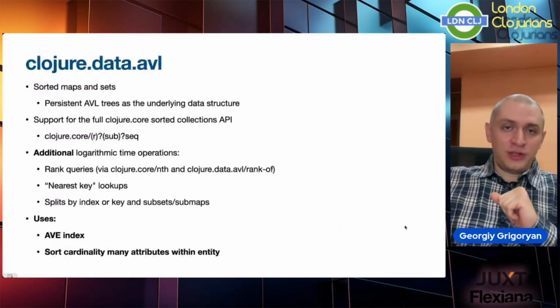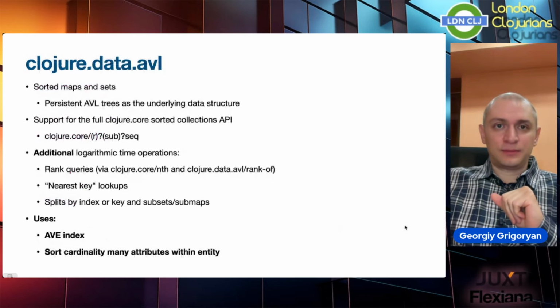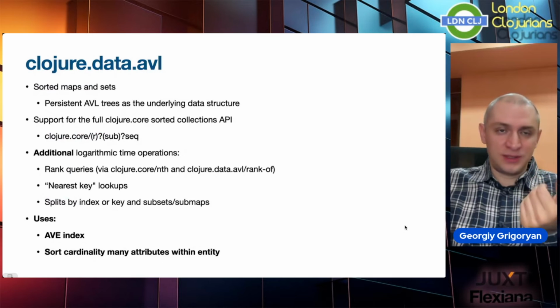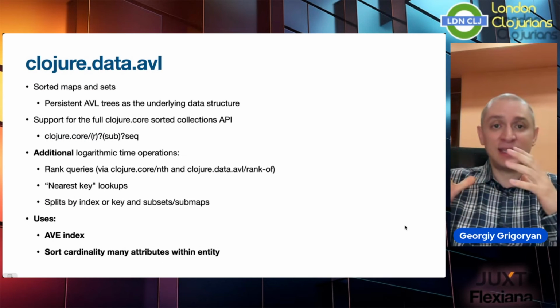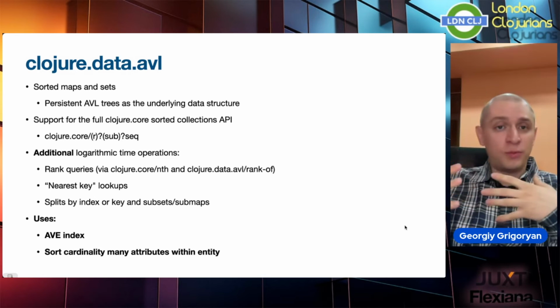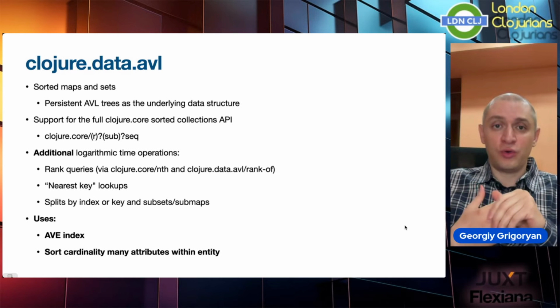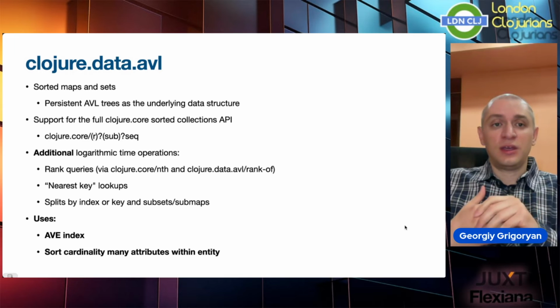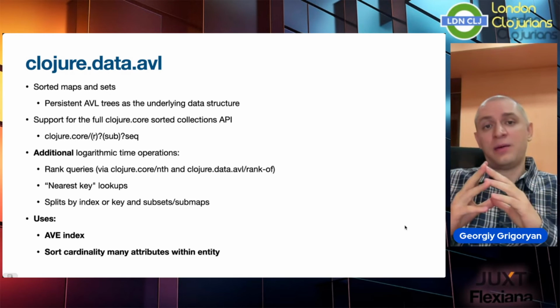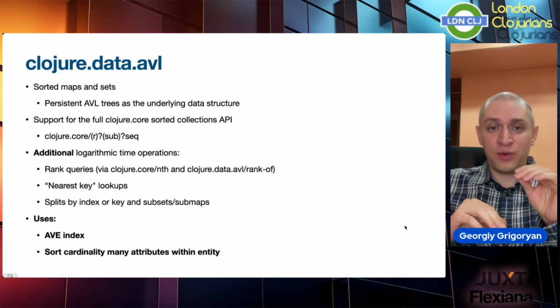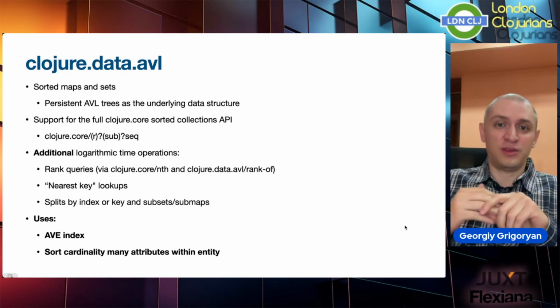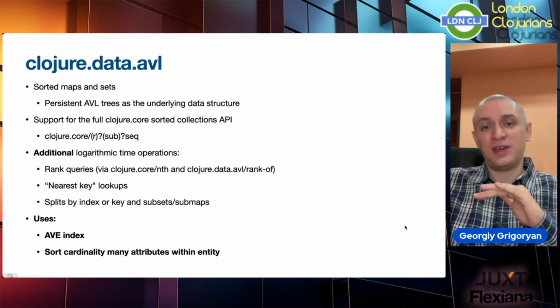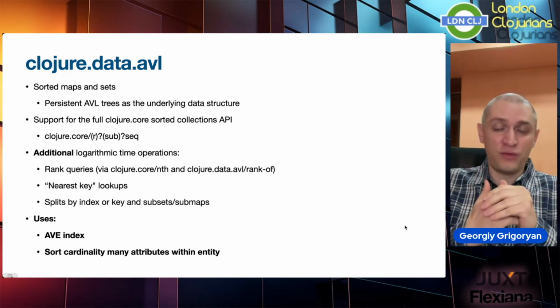So I mentioned Clojure Data AVL. And what that is, it basically uses this data structure called persistent AVL trees as the underlying data structure for sorted maps and sets that, in addition to supporting everything your basic Clojure core sorted collections support, has these additional log time operations. So you can do things like rank queries. So give me the third, or the fifth or whatever, or you can specify a key and it'll give you back the rank of that key.